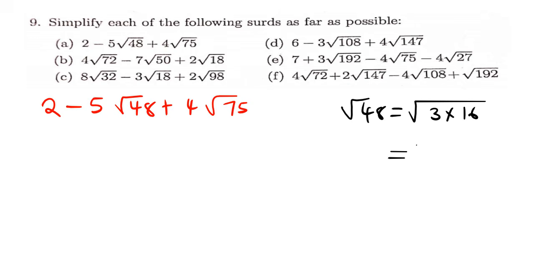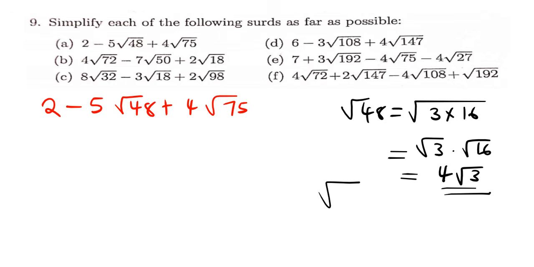16 is a perfect square, so I'm going to have 3 multiplied by 16, which can simplify to root 3 multiplied by root 16. The square root of 16 is 4. Then root 3. This is a simplified version of the square root of 48. Then the square root of 75.